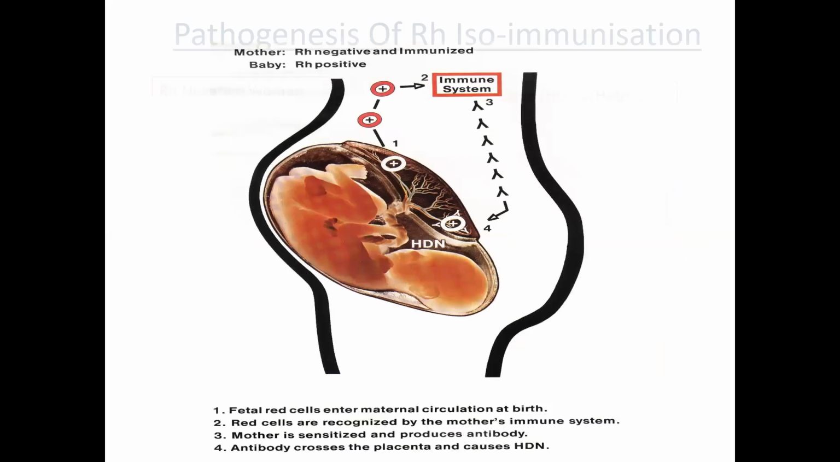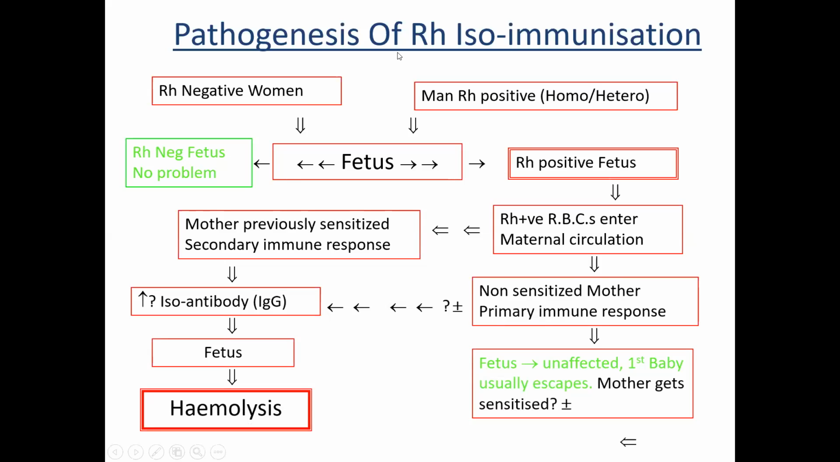Now the pathogenesis of isoimmunization first. RH negative mother, that means she is a woman, he is a man, the mother and the father. Mother having RH negative, father having RH positive. If the fetus is negative, there is no problem because mother negative, fetus negative. Both don't have antigens. But if the fetus is positive, then the RH positive RBCs enter the maternal circulation, non-sensitized mother, primary response.